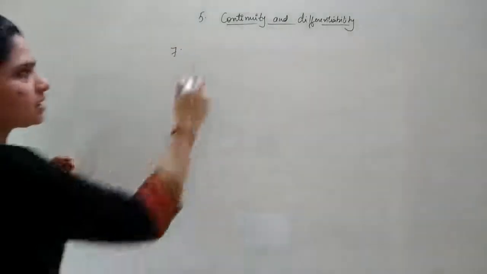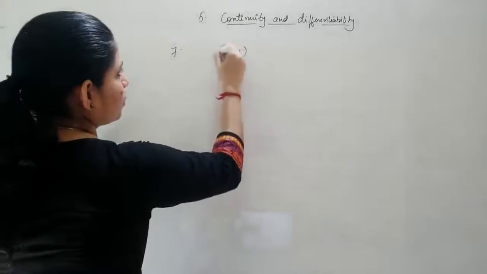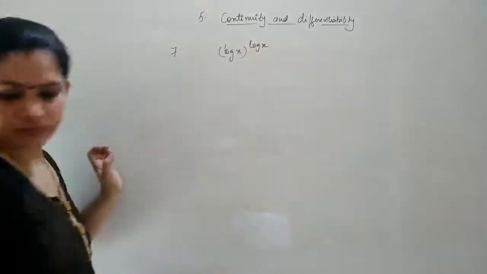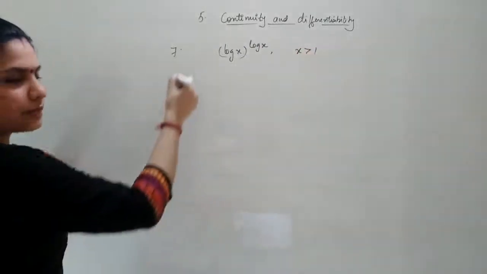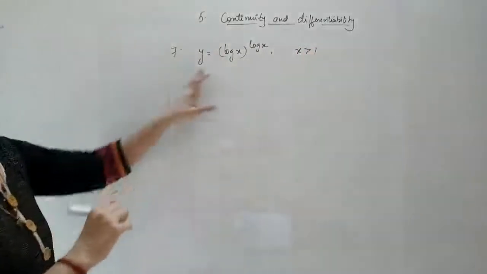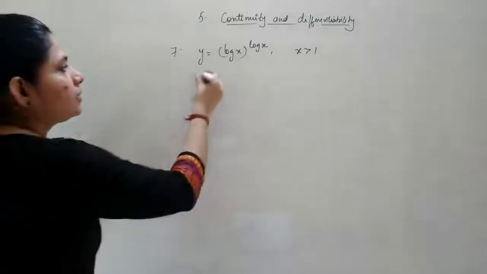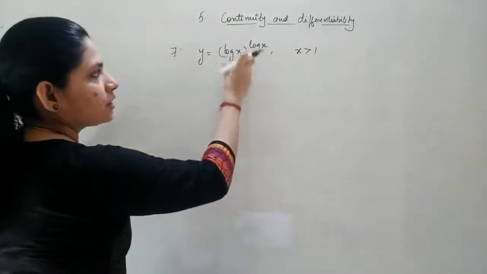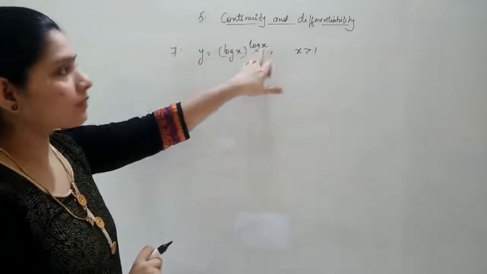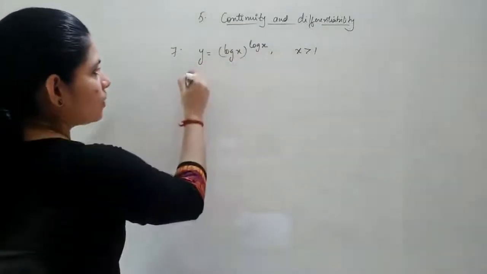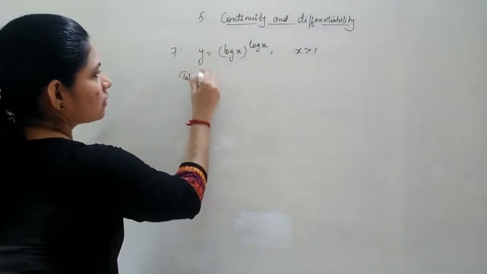Log x the whole raised to log x, with x greater than 1. So we'll substitute y as log of log x, the whole raised to log x. Since it is a function raised to a power that is also a function of x, what will you take? Taking log on both sides.